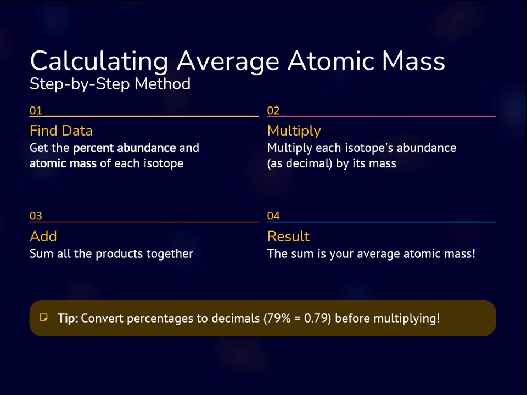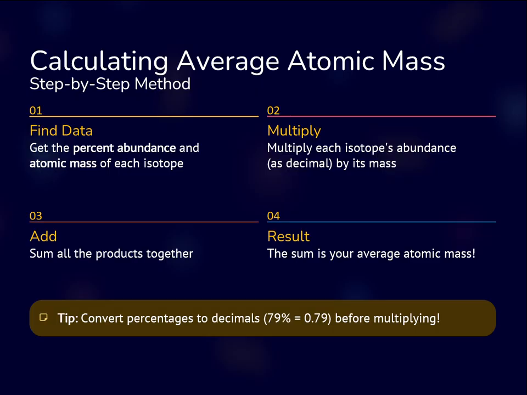Here, let's walk through the step-by-step method for finding an element's average atomic mass using its isotopes. Step 1, we will start by collecting the data, meaning the percent abundance and the atomic mass of each isotope. In step 2, we multiply each isotope's mass by its abundance, but the percentage must be converted into a decimal first. Step 3, we add all of those products together. The total you get is the element's average atomic mass, which is the value shown on the periodic table.